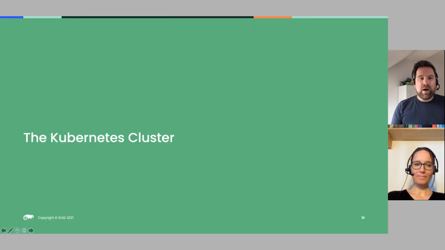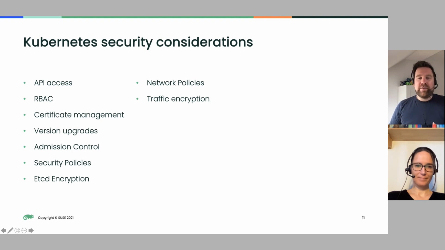And things to consider there are who actually has access to the Kubernetes API and the cluster itself. How do you configure role-based access control? How do you do certificate management, both for the Kubernetes internal certificates that Kubernetes uses for its internal communication as well as for your applications? How do you do version upgrades, so that if a new Kubernetes version comes out with some critical patches, you are quick to actually apply them? How do you configure admission control to define which Kubernetes resources and workloads a developer can actually deploy, and maybe restrict the things they can do?